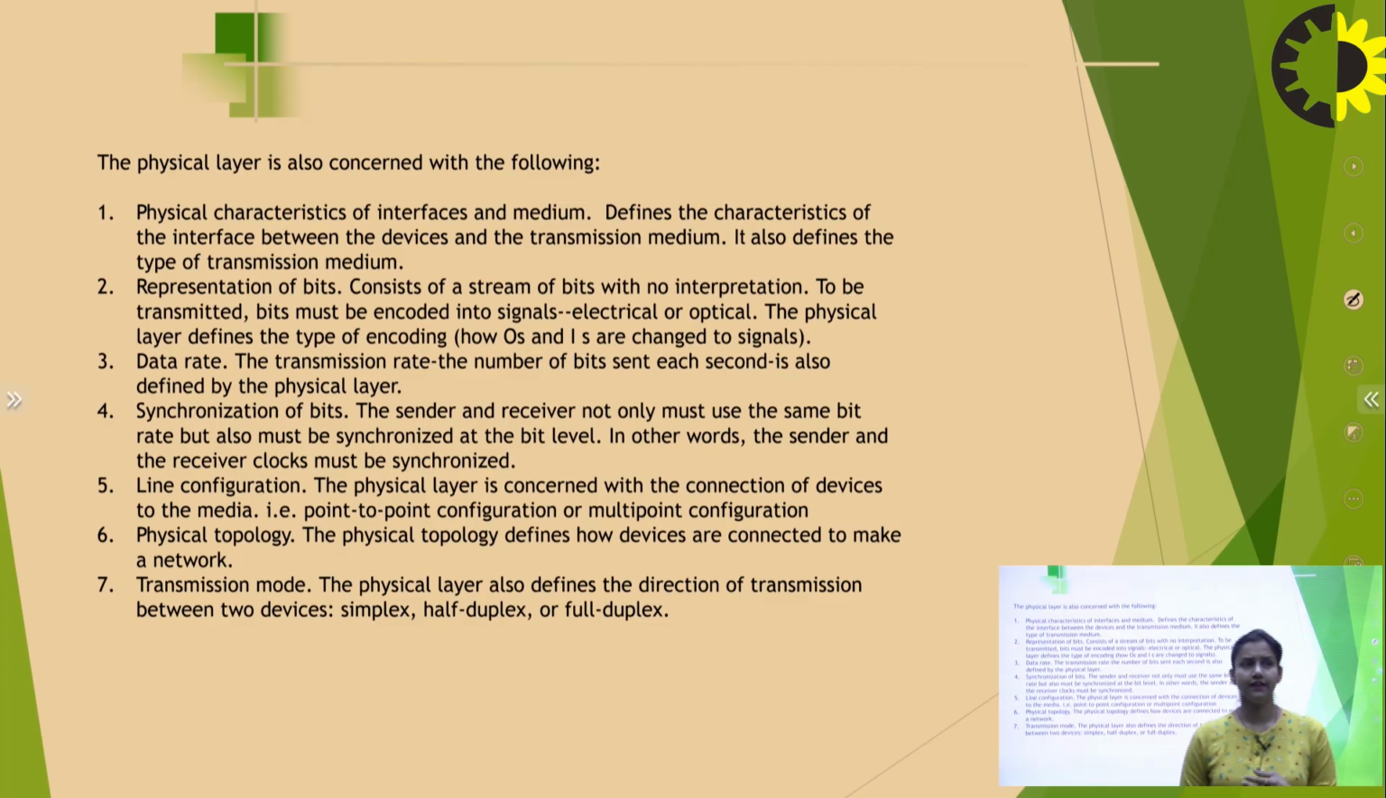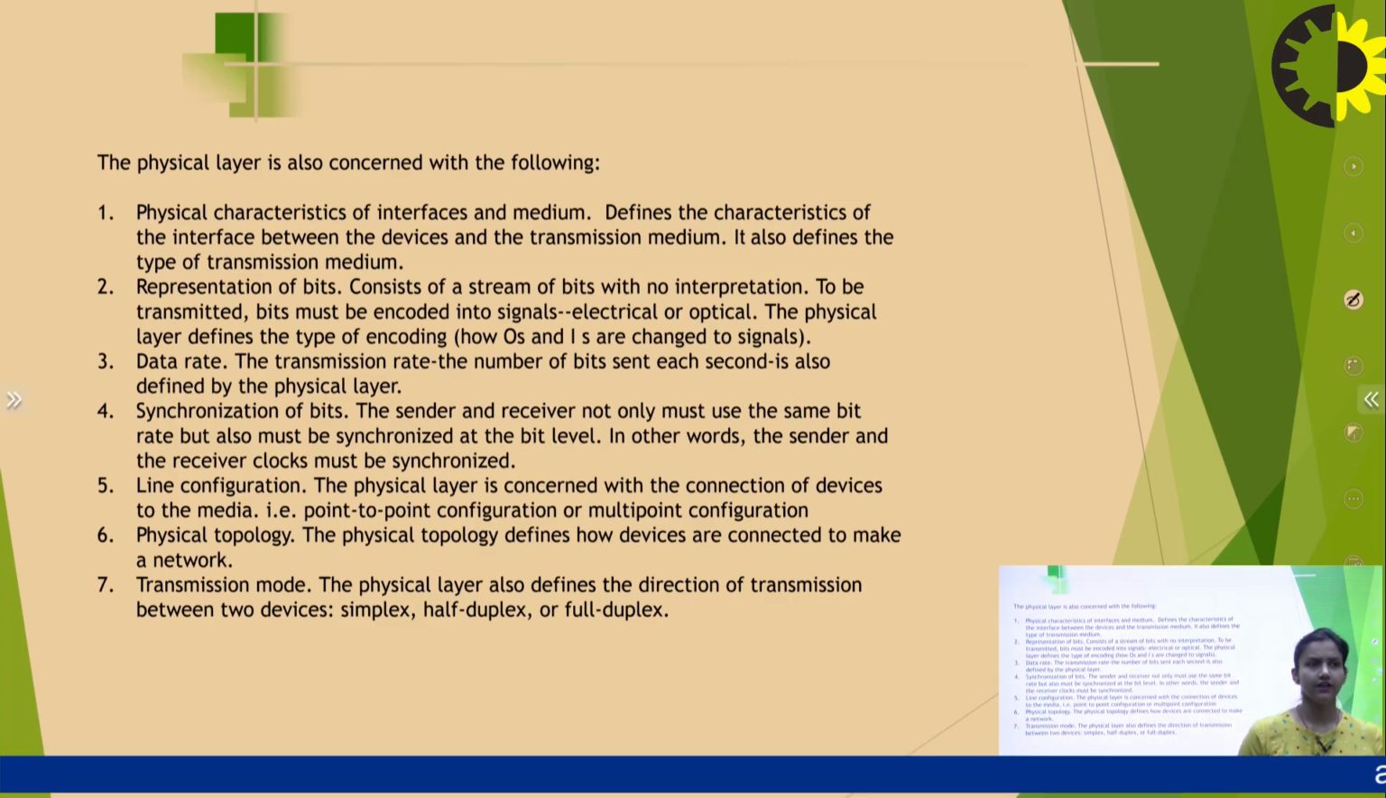So the physical layer interfaces with the medium. It defines the characteristics and the interface between the devices and the transmission medium. It also defines the type of transmission medium. Representation of bits: how zeros and ones are changed into signals, or how signals are changed to zeros and ones. The data rate, the transmission rate of bits sent each second, is also defined by the physical layer, like at which data rate the sender is sending data to the receiver.